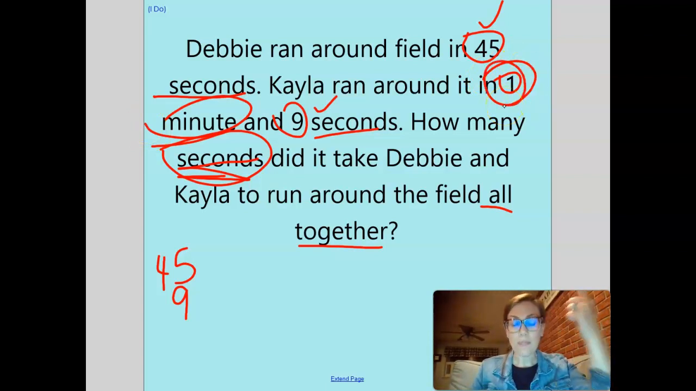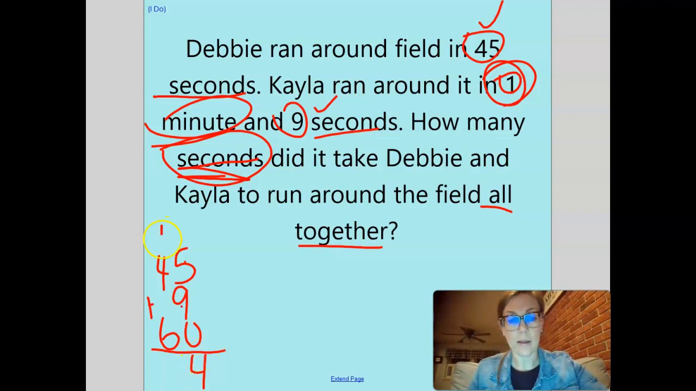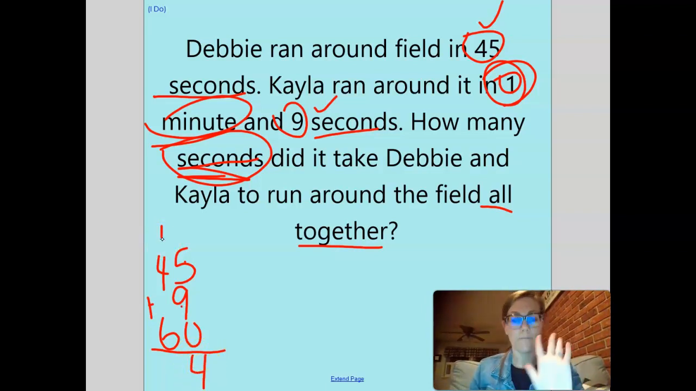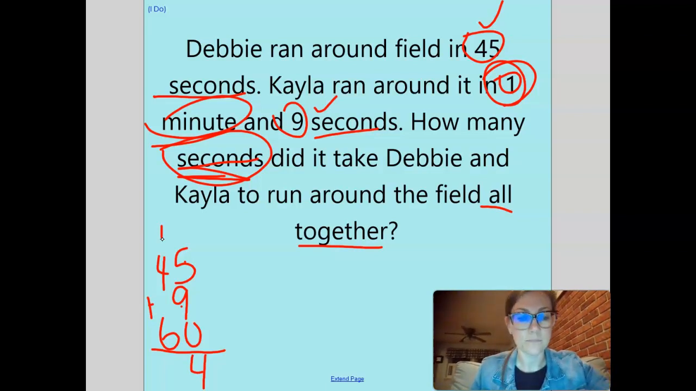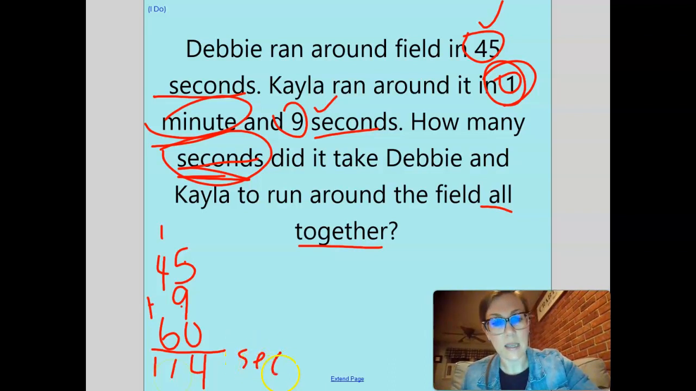What do we know that 1 minute means in seconds? Look at your conversions if you need to. 1 minute is the same as how many seconds? It's the same as 60 seconds. So now we can add them all up. 5 plus 9, 14. 14 plus 0 is still 14. Put down the 4, carry the 1. 1 plus 4 is 5, and 5 plus 6 is 11. So how many seconds did it take to run around the field all together? 114 seconds.